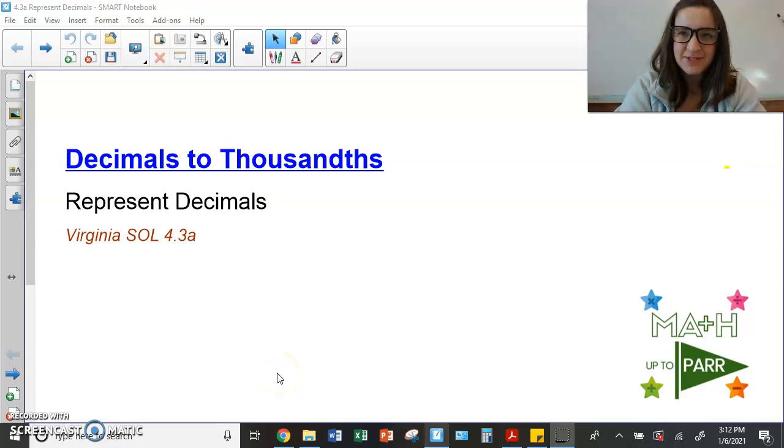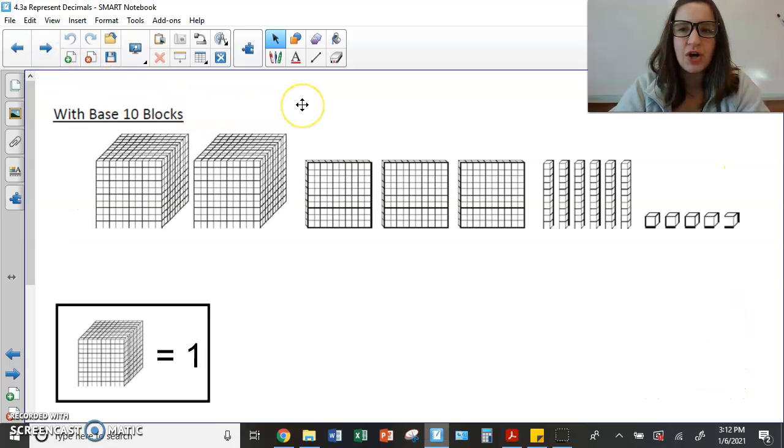Parr, and on this episode of Math Up to Par, we are going to be talking about representing decimals. So decimals are parts of a whole. They represent values that are smaller than 1.